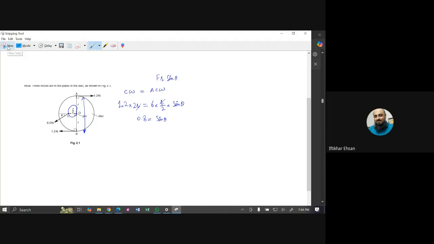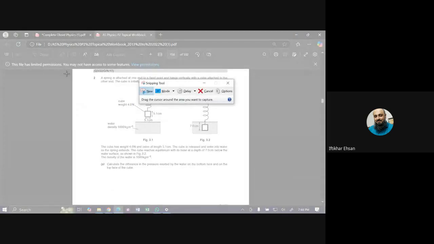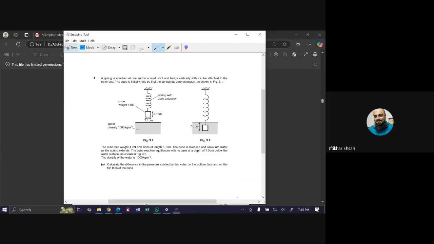So let us say, calculate the difference in pressure exerted by the water on the bottom face and on the top face of the cube. Beta, how do you find the difference in pressure exerted at the bottom? What is the formula for pressure of a liquid? It is rho g h. So what will be the depth of the surface? This length is 5.1.